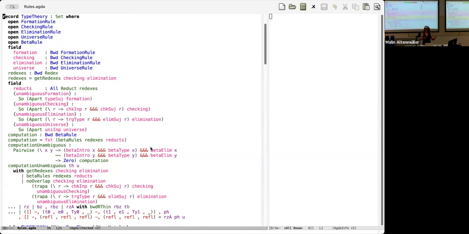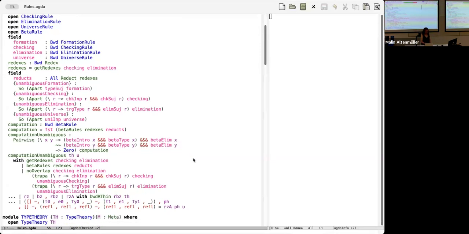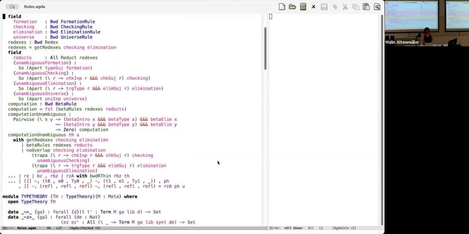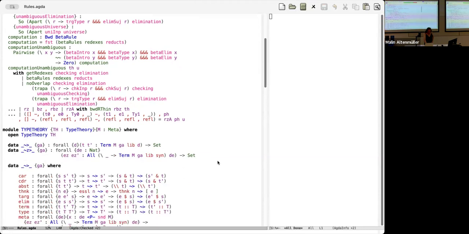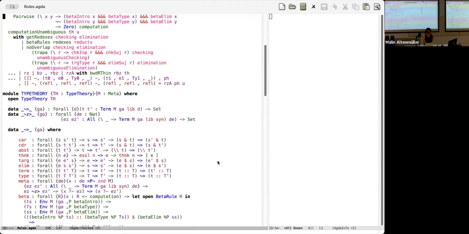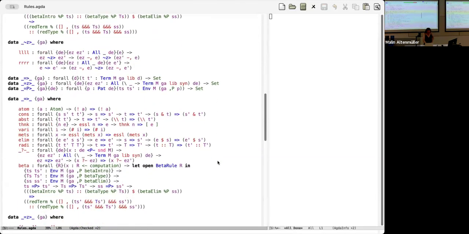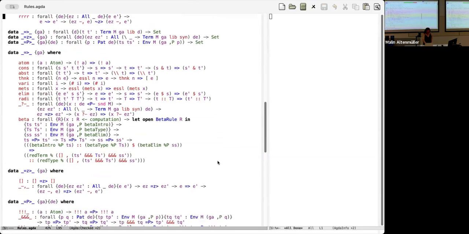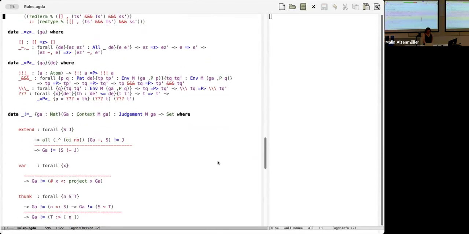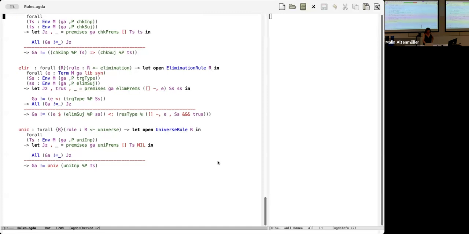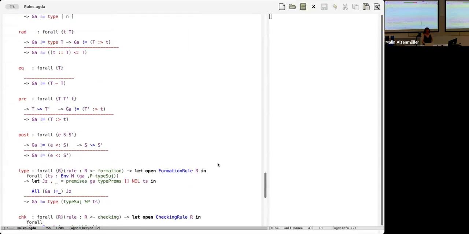We're checking that the rules are unambiguous, that they're syntax directed, and that we have no ambiguity in the computation rules either. Somewhere along the line, this is single step reduction. This is parallel reduction that I talked about yesterday. And somewhere further down, these are the rules that you can't do anything about.